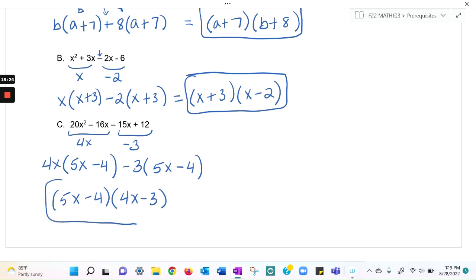And it doesn't matter what order you write those factors in for any of these problems. Multiplication is commutative, meaning you can switch the factors and still have something equal or equivalent. So this is perfectly fine if, for some reason, you end up with that.